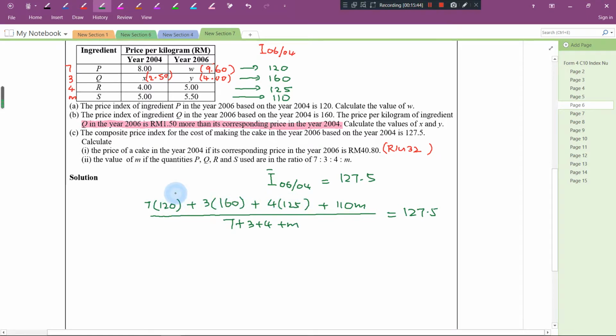7 times 120 plus 3 times 160 plus 4 times 125. Here, this part is equal to 1820 plus 110 m. Okay, so this is 127.5. Okay, so I want to find the value of m. I just bring this whole thing over, go up here.